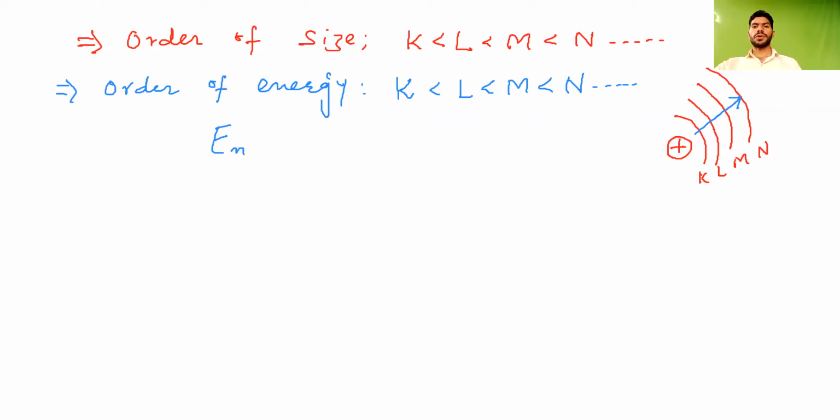Actually, Niels Bohr gave the formula to calculate the energy of an electron in any shell. That is En is equal to minus 2 pi square m e raised to power 4 z square, divided by n square h square. I hope you remember this formula. This is the formula to calculate the energy of an electron in any shell, isn't it? Are you getting this?